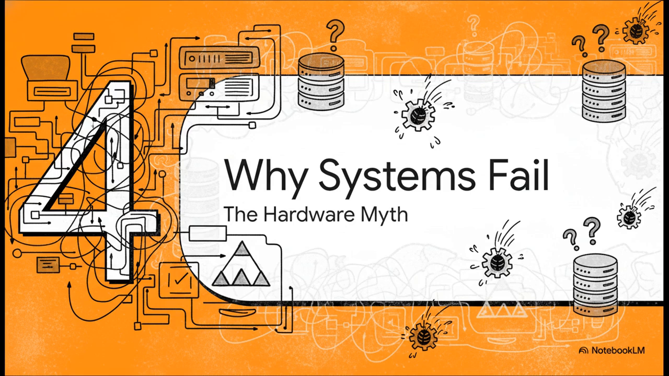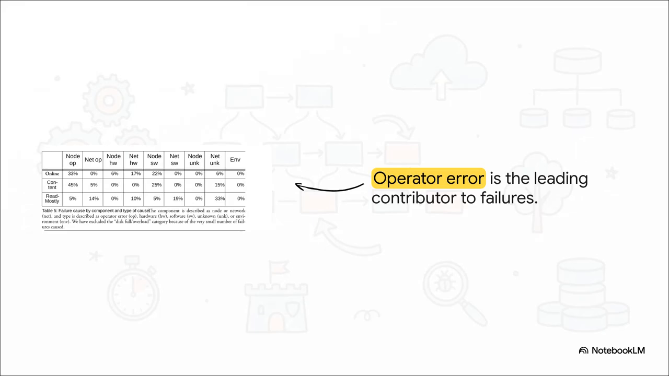Section 4. Why systems actually fail and the myth of hardware failure. So, okay, you've optimized your database, you've balanced your CAP trade-offs, and you've managed your logging costs. You feel pretty invincible. But why is production still crashing? Well, it's really not what you think. People love to blame commodity hardware or their cloud providers, but when you look at the actual data from large-scale internet services, operator configuration error, meaning human node operators, accounts for a massive 33 to 45% of failures.